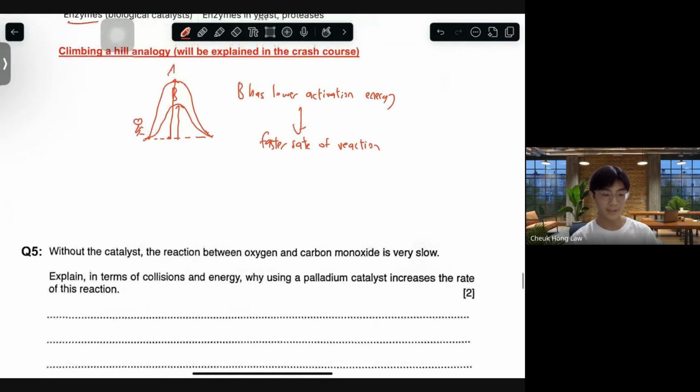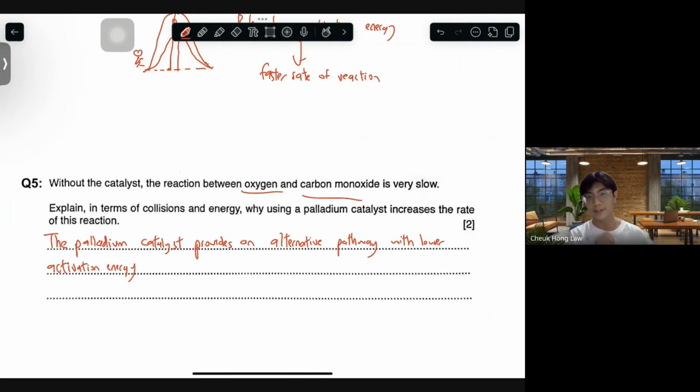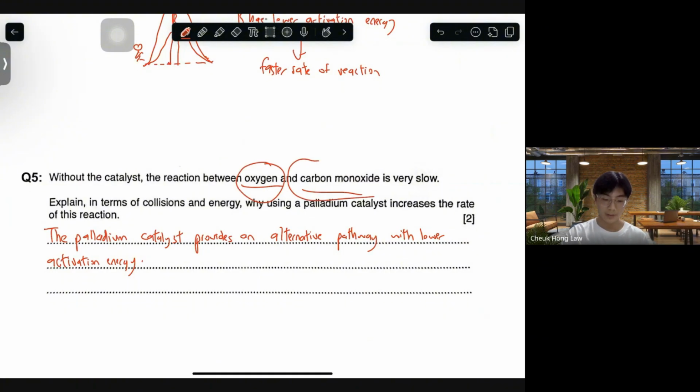Okay, so we can practice our explanation skills in question 5. Without the catalyst, the reaction between oxygen and carbon monoxide is very slow. Explain in terms of collisions and energy why using a palladium catalyst increases the rate of this reaction. Okay, actually, after saying lower activation energy, there's one more thing we have to say, which is more particles can have energy greater than or equal to the activation energy. Okay, let's specify the particles.